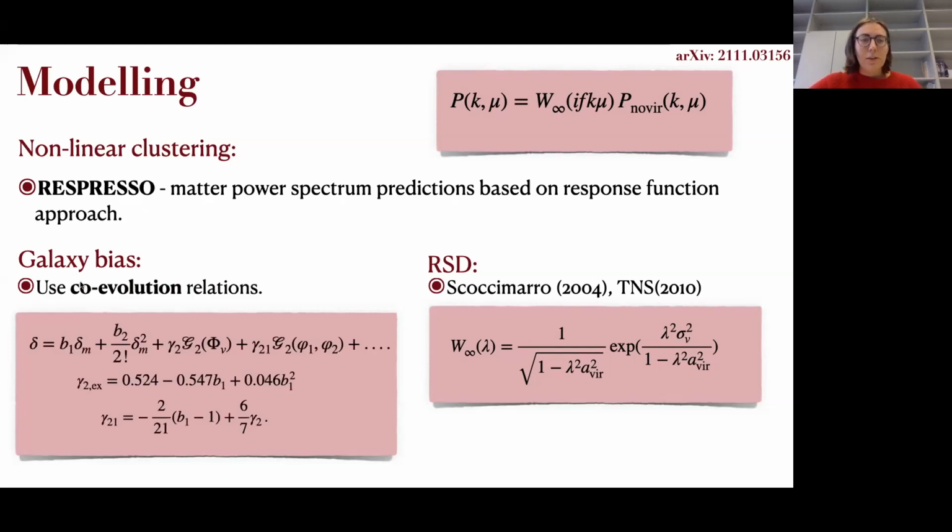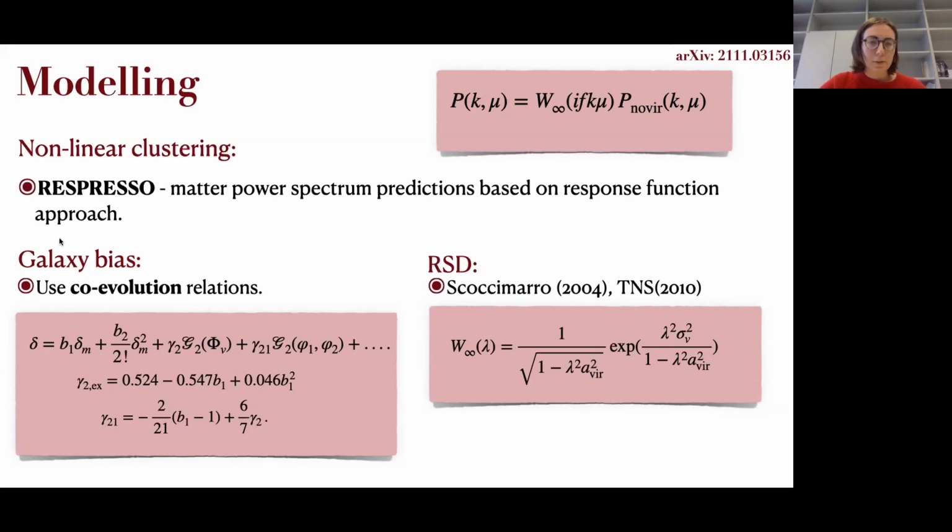Finally, for galaxy bias, we used coevolution relations and a one-loop galaxy bias expansion. So we have linear and quadratic bias, as well as the tidal bias parameters gamma_2 and gamma_2.1. For the tidal bias parameters, we express them in terms of the linear bias, b1. This can be done by assuming that we have a conserved number of tracers. Of course, in reality, that is not the case. However, it has been shown that this is a good enough approximation, and it works, again, for samples like ours. It allows us to reduce the sampled parameter space and obtain tighter constraints.